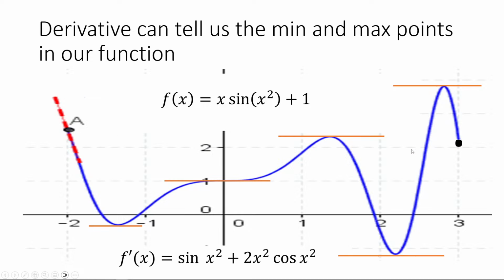So basically, I evaluate my endpoints. I evaluate this local minimum. I evaluate this local minimum. I evaluate this local minimum, and the global minimum would be this guy here, because that is the lowest point out of this guy, this guy, this guy, and this guy. This is the minimum point.